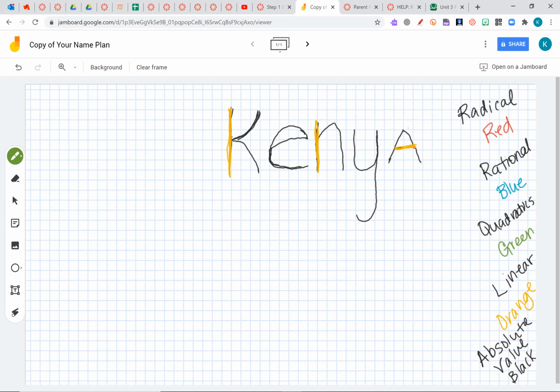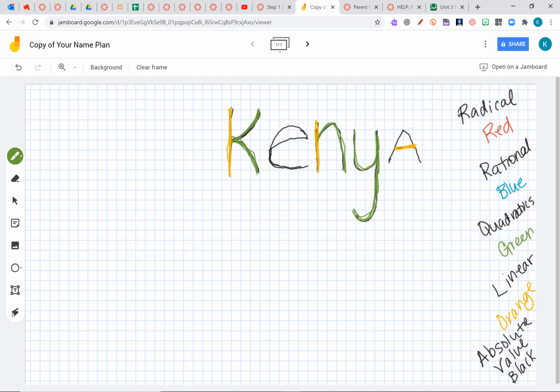My quadratics are going to be green. So quadratic, quadratic, right? Could be a quadratic. This could be a quadratic. This could be a quadratic too.